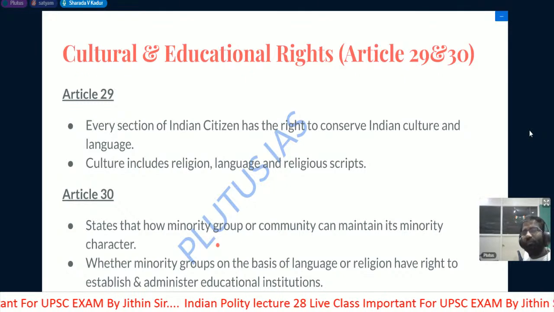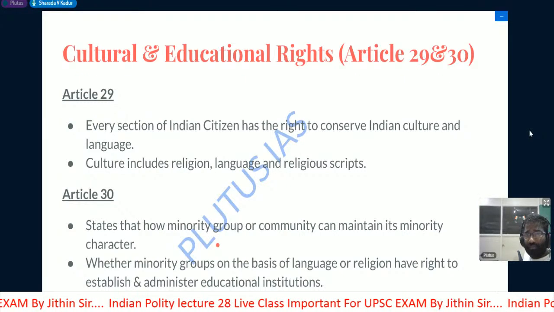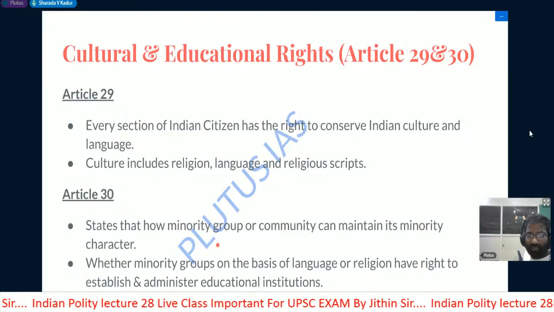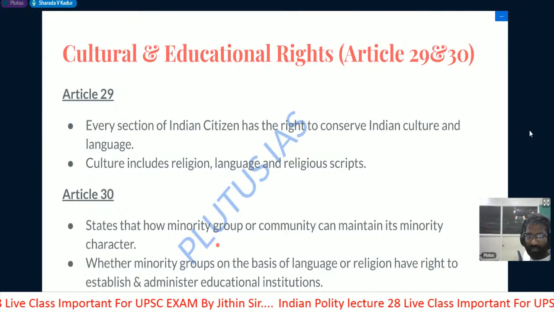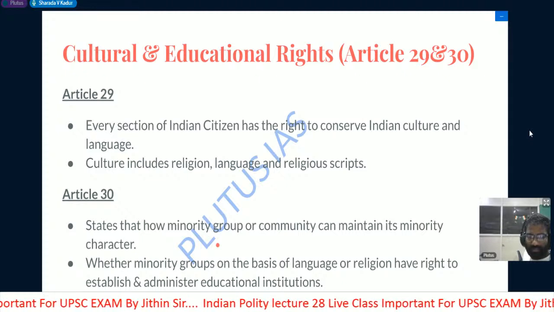Sharda, what is Article 18 of Indian Constitution? Sir, Article 18 of Indian Constitution deals with the abolition of titles, and it also prohibits the state from conferring titles on any individuals. The exceptions to these are that military and academic distinctions are allowed.